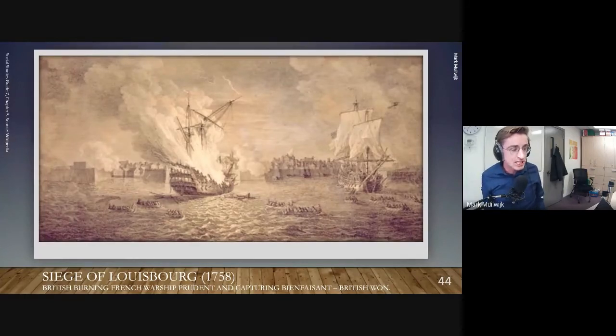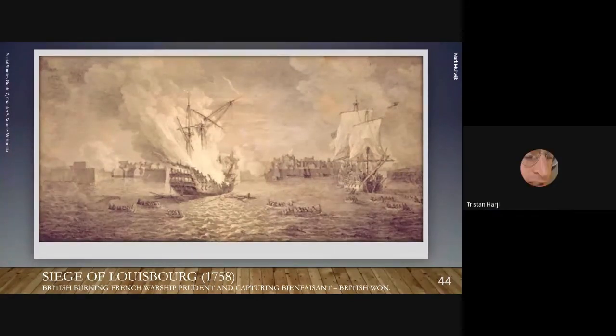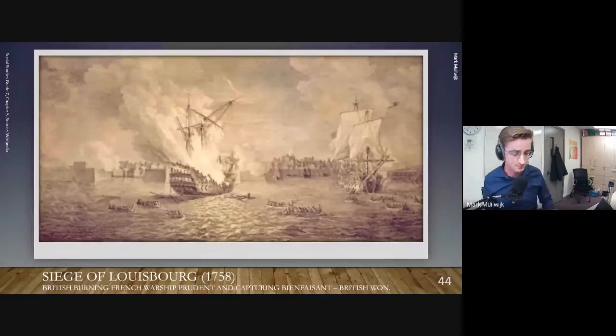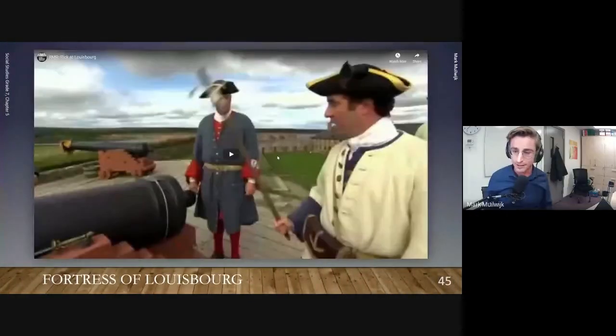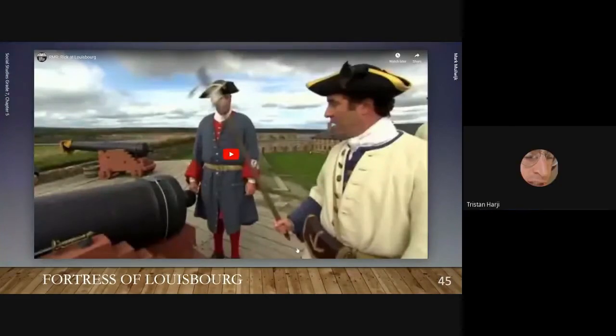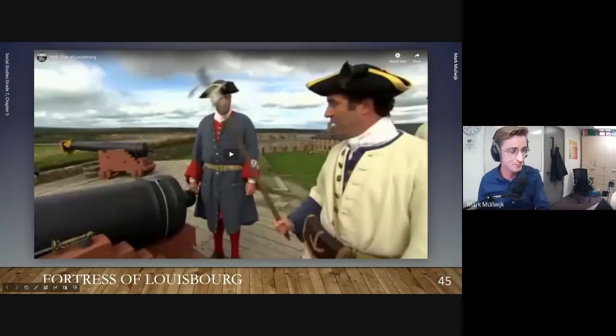And so 10 years later, in 1758, the British attacked Fort Louisbourg for a second time. They got to see a lot of action. Did they win or did they lose? And the British won a second time. And that's when it stayed in British hands.